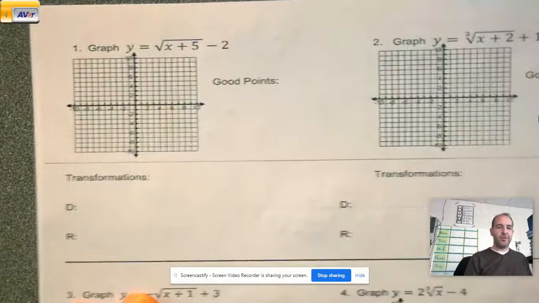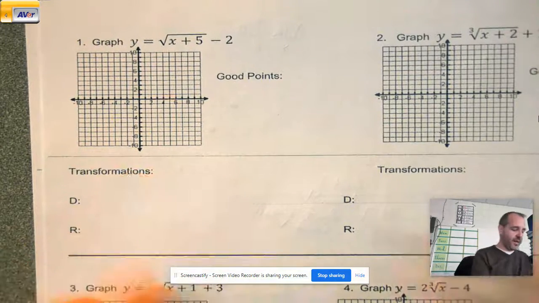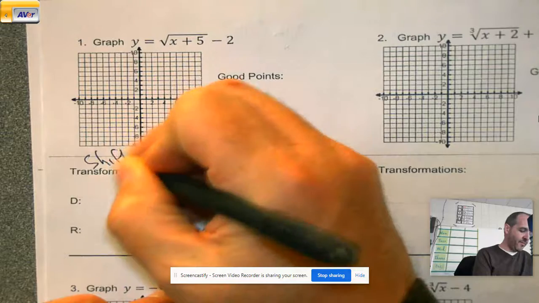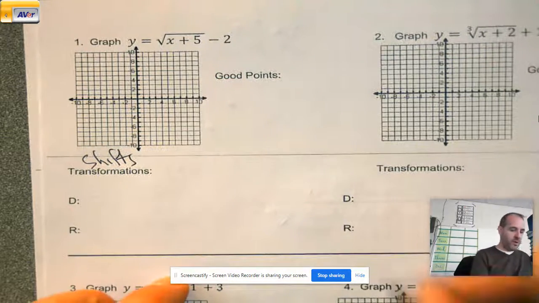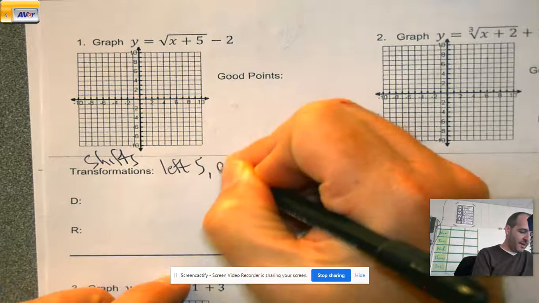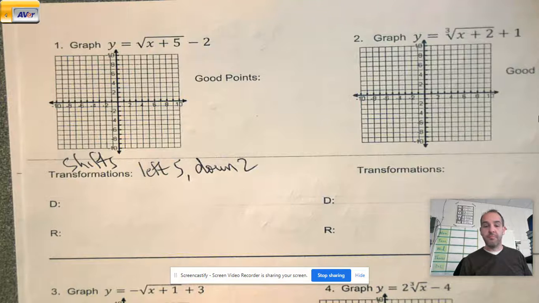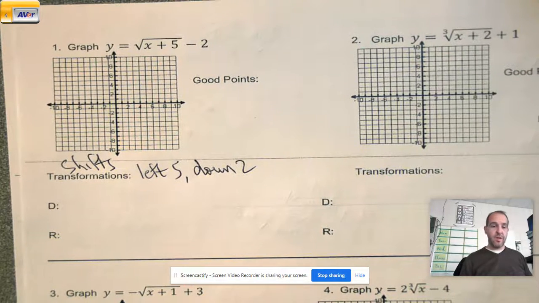Okay, what can we do here? So first thing, always the best move. Write down your transformations. Write down your shifts first. Okay. So for this one, we'd be going left 5 and down 2. And I'm going to show you two ways you can go after this. Two ways. So here's the first way we can tackle.